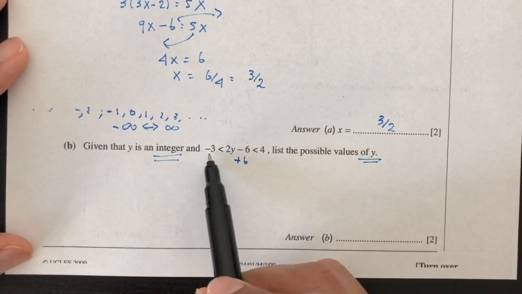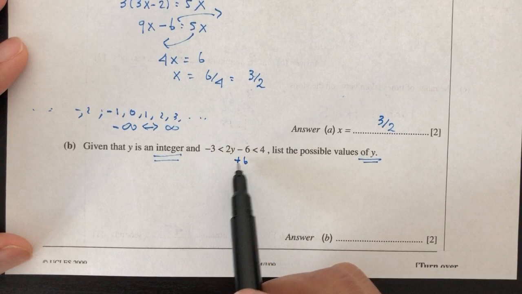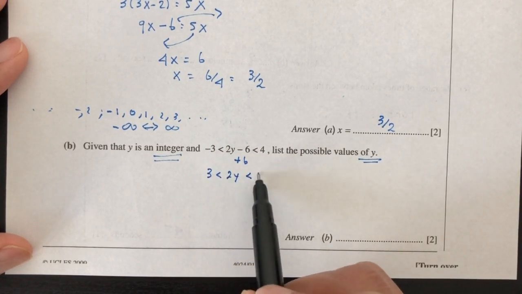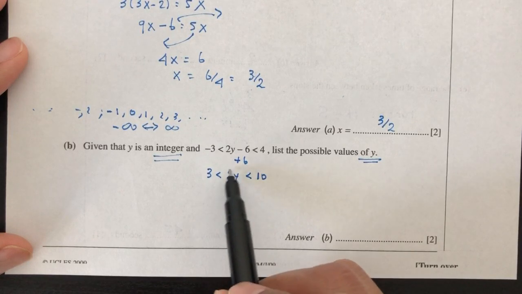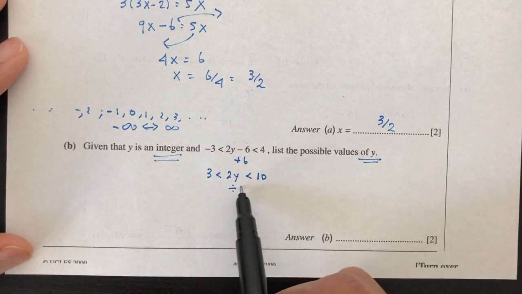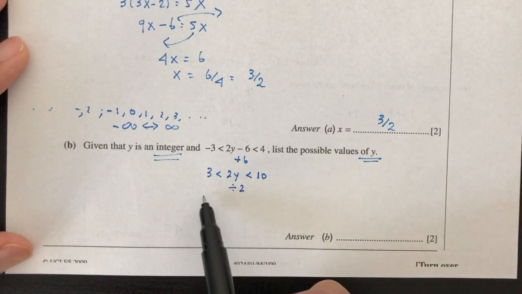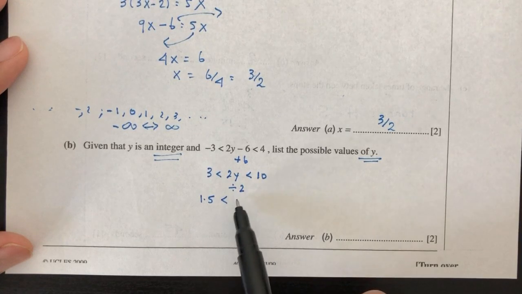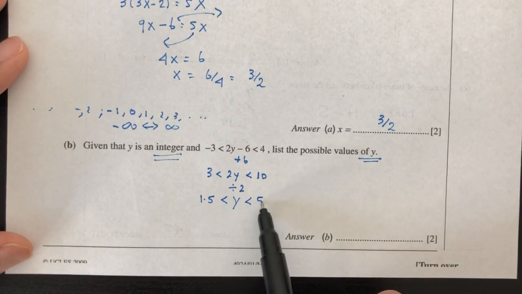To remove this, minus 3 plus 6 will be 3. That will become 2y and become 10. Now if you want to remove 2, you have to divide by 2 everywhere. That becomes 1.5 less than y, and that will become 5.